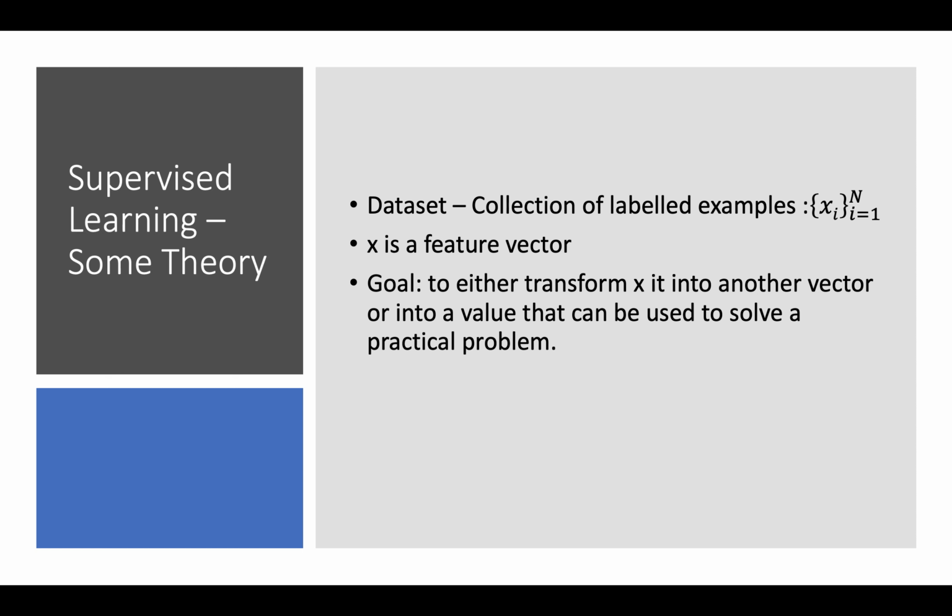Again, like before, x is the feature vector, and the goal of an unsupervised learning algorithm is to create a model that takes a vector x as input and either transforms it into another vector or into a value that can be used to solve a practical problem. For example, in clustering, the model returns the ID of the cluster for each feature vector in the dataset.